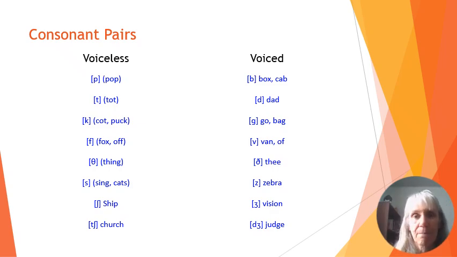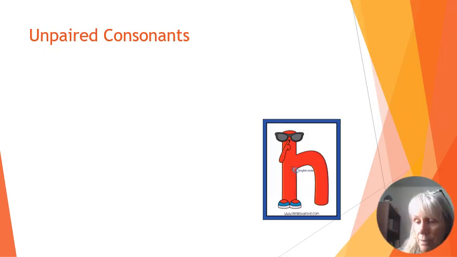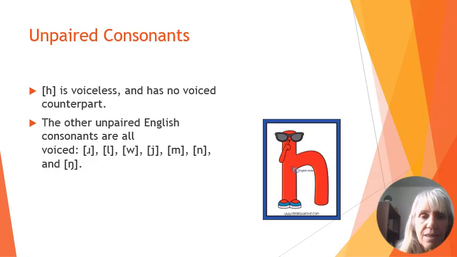Okay. So some consonants will remain unpaired, and the most famous one that remains unpaired is the H, okay? Now, that is voiceless and has no voiced counterpart to it, okay? So it just stays by itself. The other unpaired English consonants are all voiced. So we have several paired consonants and we have some that are not paired.